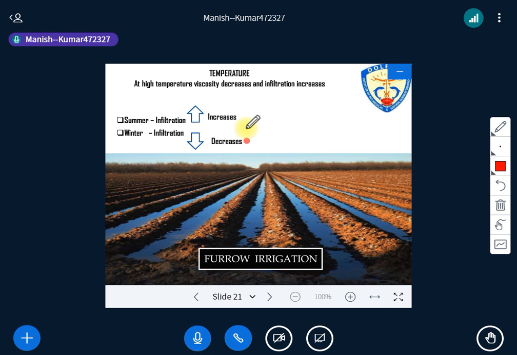So generally in the summer, the viscosity of water is going to decrease because of the lower thickness of the liquid. Because of the high temperature, this thickness decreases, isn't it? It means water gets warm, so there is more space between the molecules. So obviously thickness decreases. If it decreases, then infiltration is going to increase. So that's why in summer infiltration will be more, in winter infiltration will be less, right?